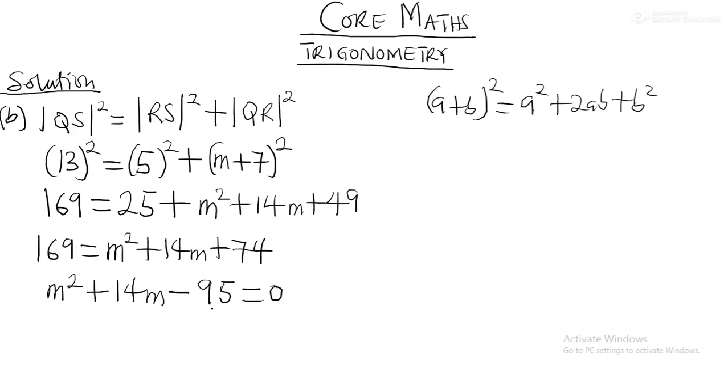So when we divide the negative 95 by 5, we'll get negative 19. But when you use negative 19 and 5, when you add them, you get negative 14, but we want positive 14. So it means that the 5 rather should be negated and the 19 should be what? Positive. So we are going to have m squared minus 5m plus 19m minus 95 equals 0. Let me clean this one.